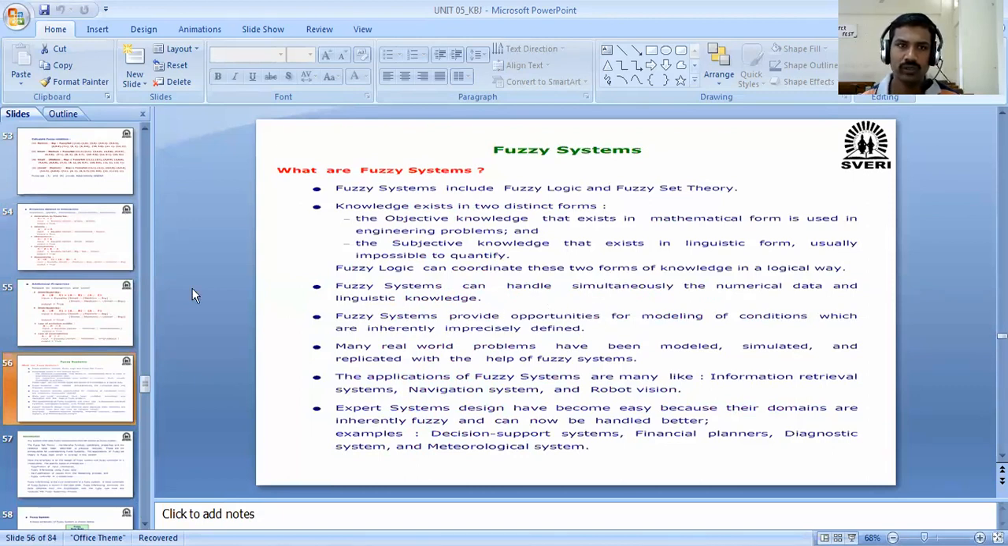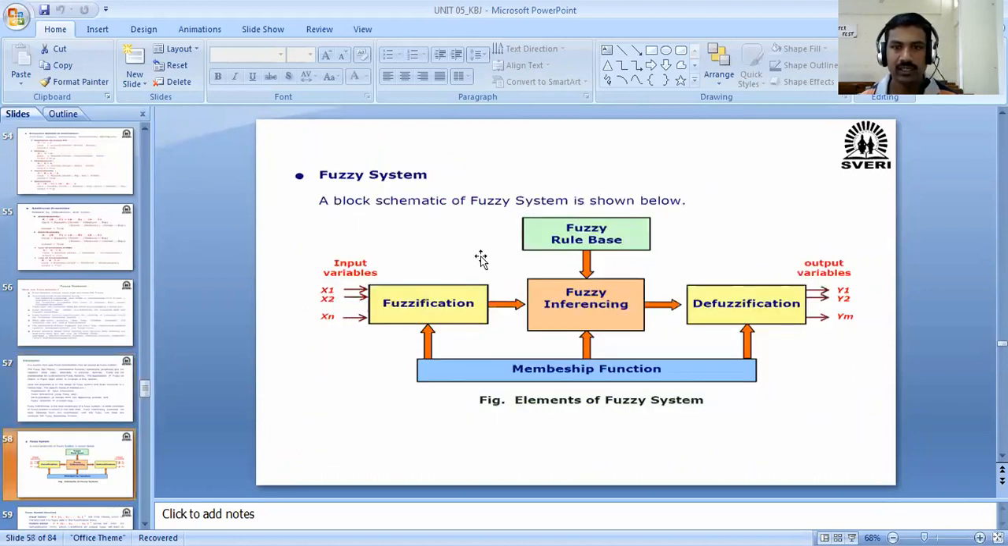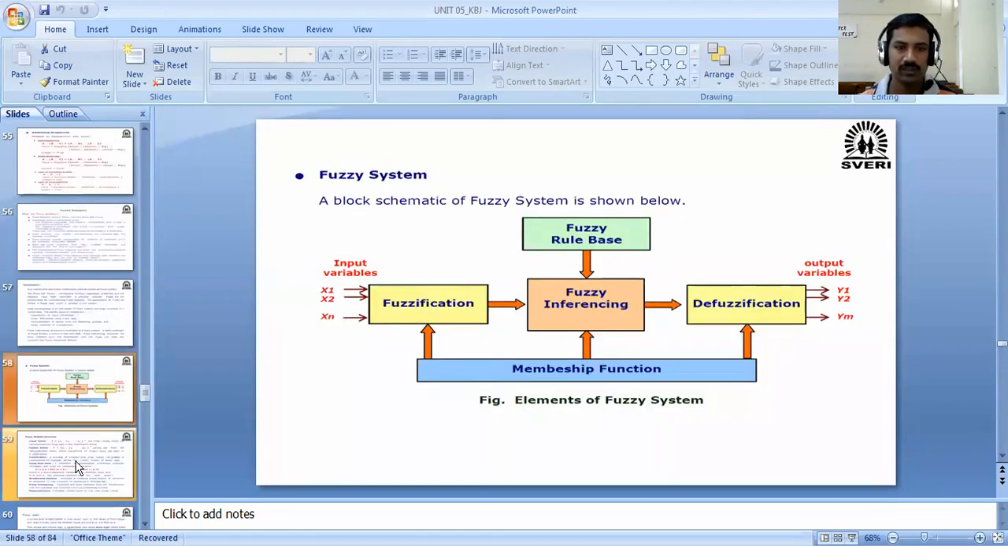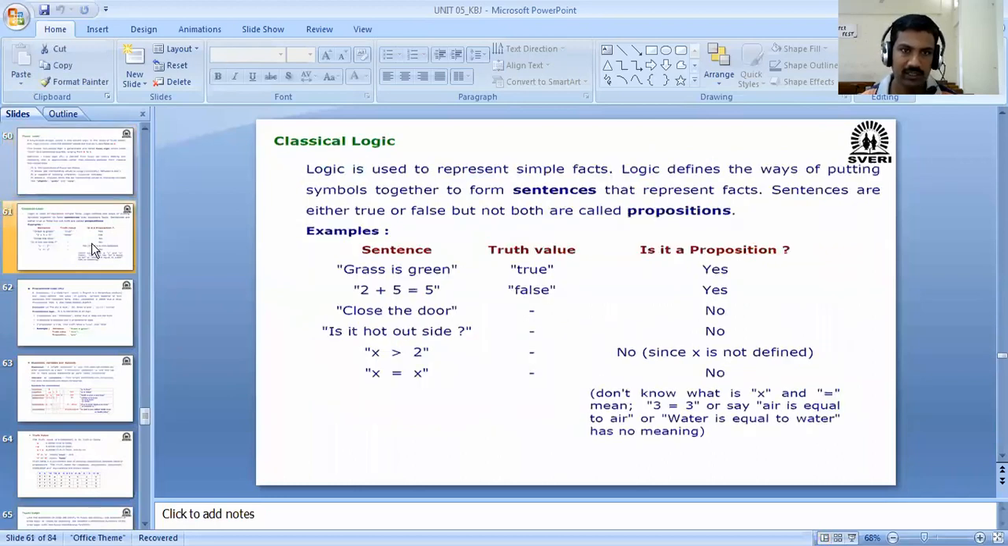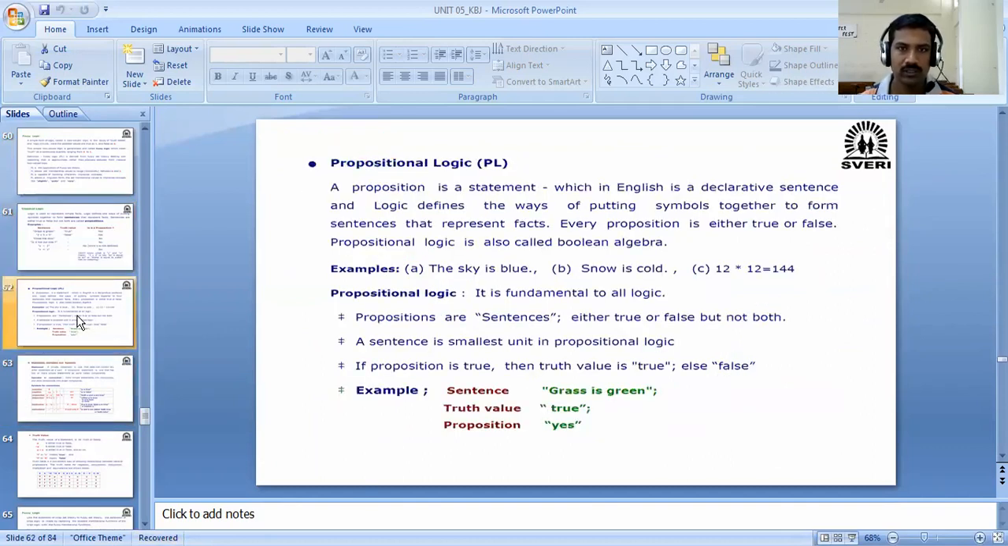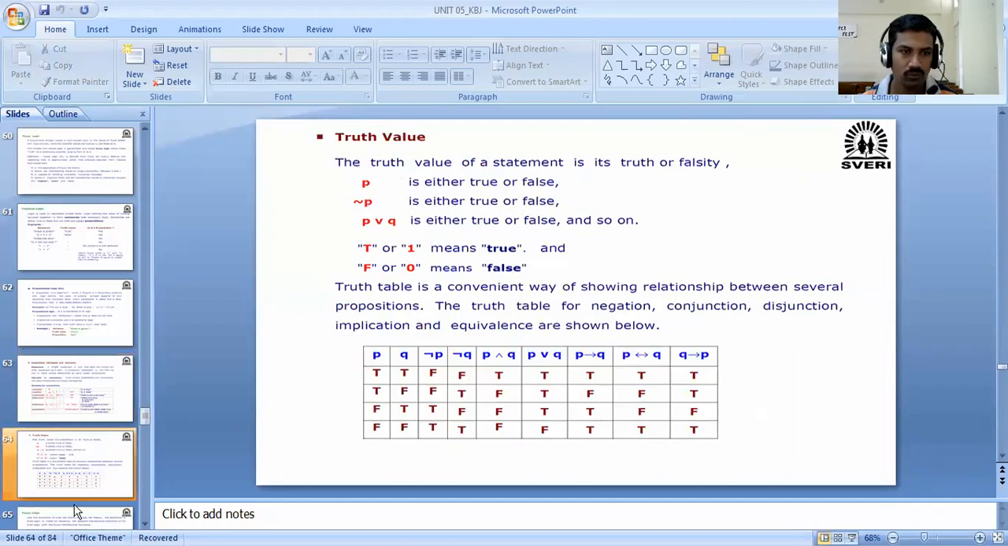You can go through it, meaning you can clearly understand. Fuzzy system we already discussed in the first lecture: the introduction, the architecture of the fuzzy system, the fuzzy system elements, and fuzzy logic. We have discussed the whole part. Again, classical logic: we can write classical logic in the form of true and false. Propositional logic, again in the form of true and false, variables, truth values.